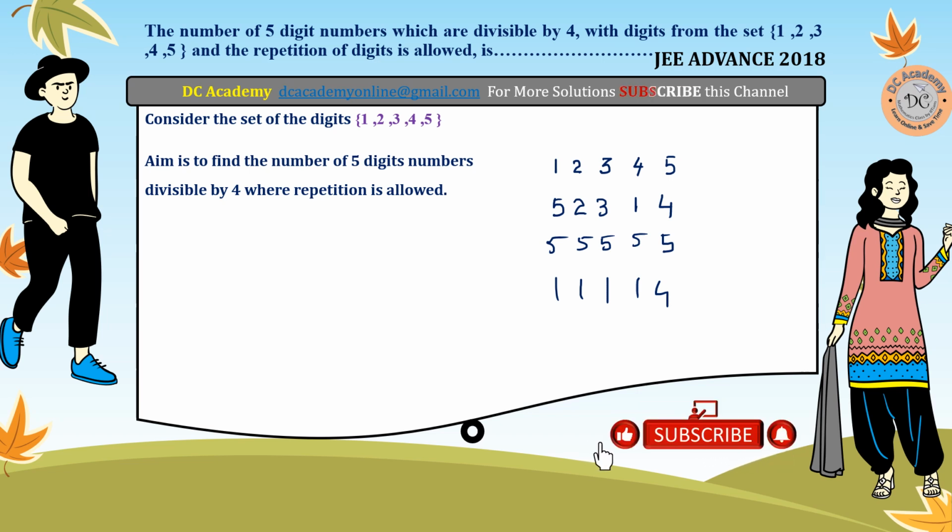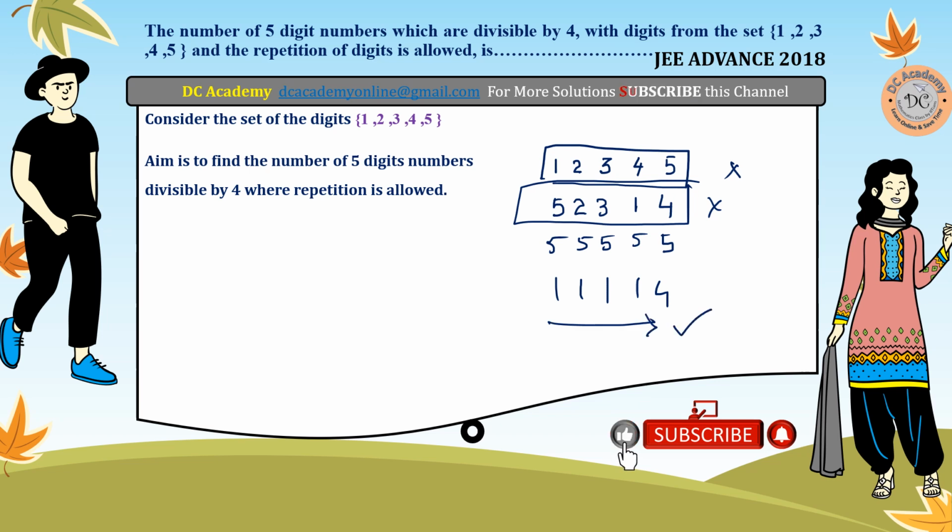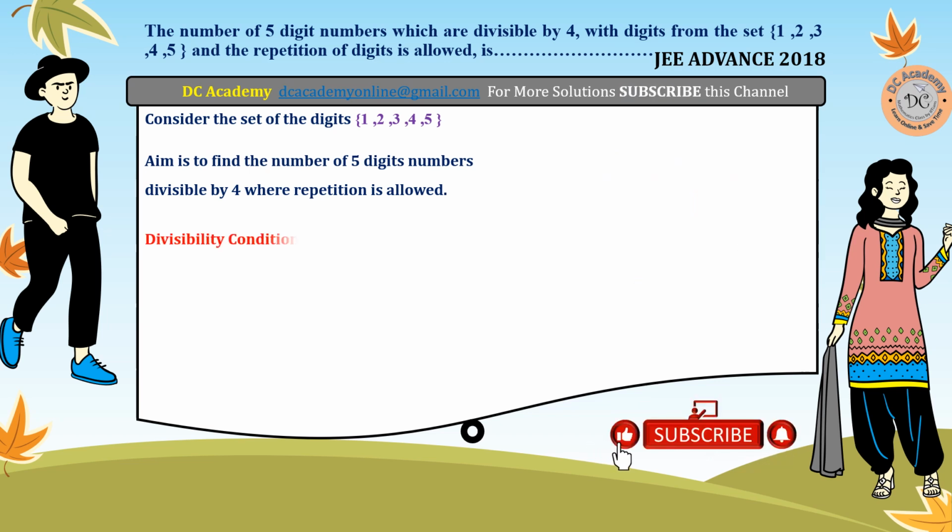It says that we have to find the numbers that are divisible by 4. So can this number be divisible by 4? No. Can this number be divisible by 4? No. So we have to find numbers that are divisible by 4, and only those are counted. That's why we have to recall the condition of divisibility.